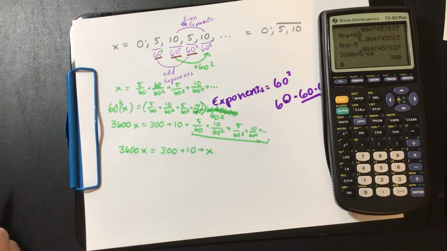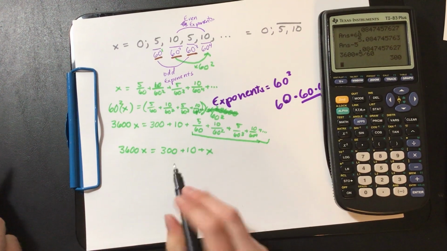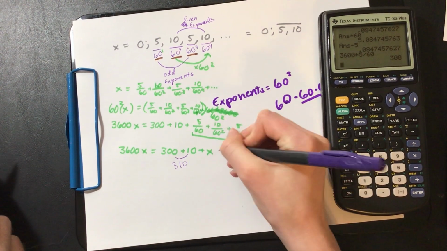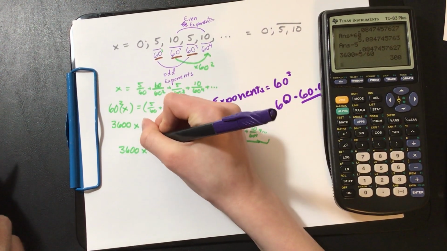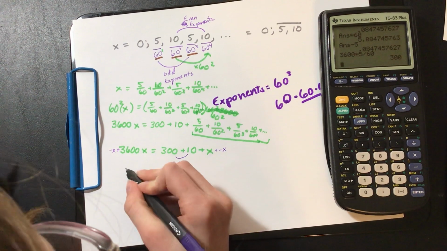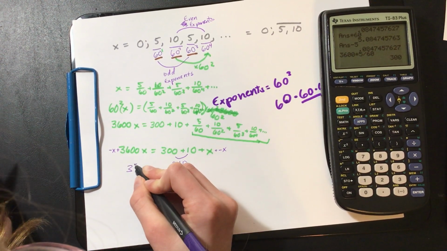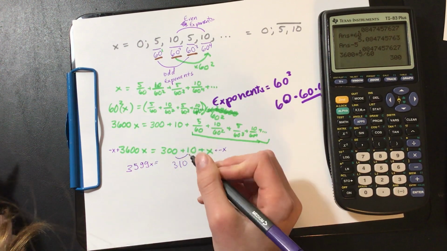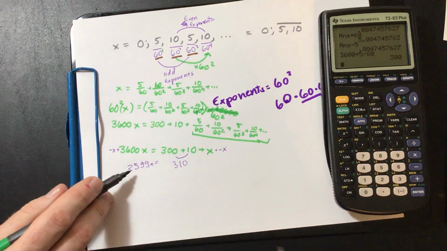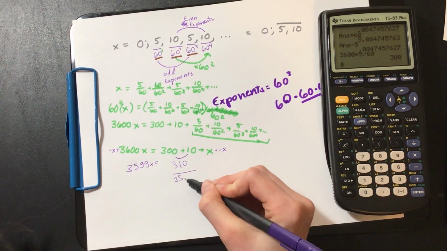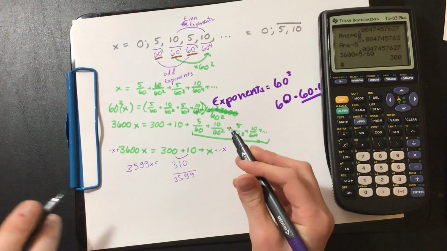So can you solve that? Yes, I can. I'm going to solve it in purple because that's the marker that I had. Okay, so these two we can combine to be 310 now plus negative x. So this one would be 3,599x equals the 310. Is that what you're saying? Over 3,599. Okay, yeah. So you're dividing that.